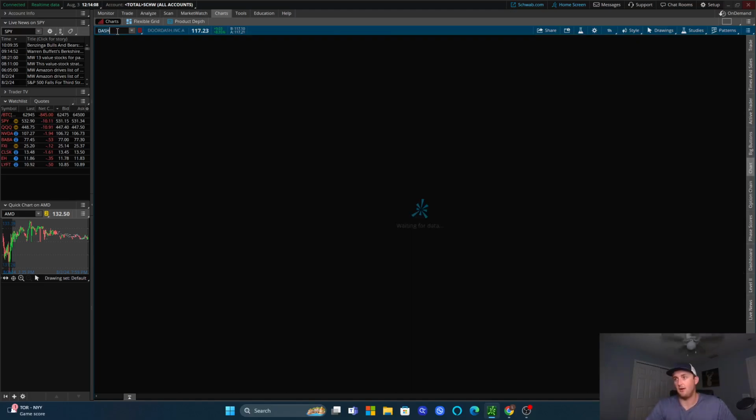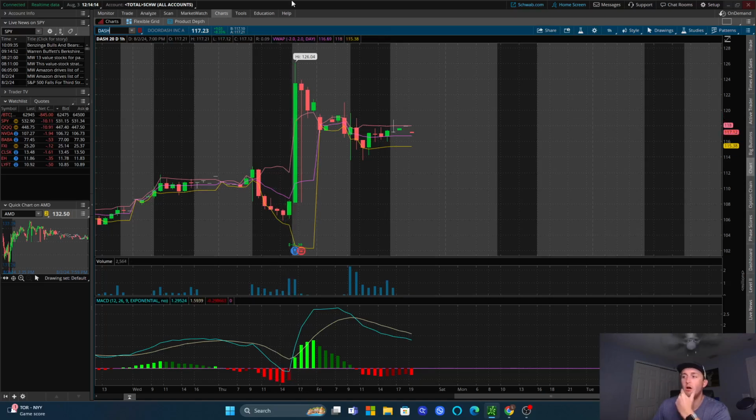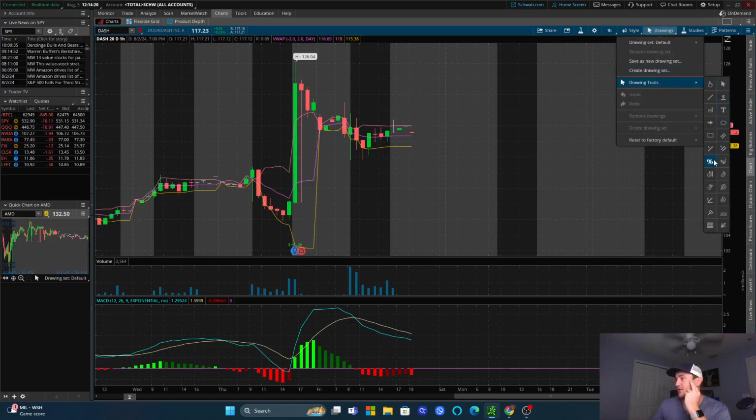I know Dash had earnings. Let's look at Dash. Okay, perfect setup. This is what I mean by an impulse play. You see how it just shot up really hard and heavy on one candle in the 20-day 1 hour? This is because earnings came out, so this is a great opportunity to use Fibonacci retracement.